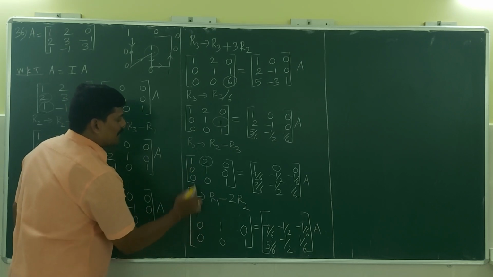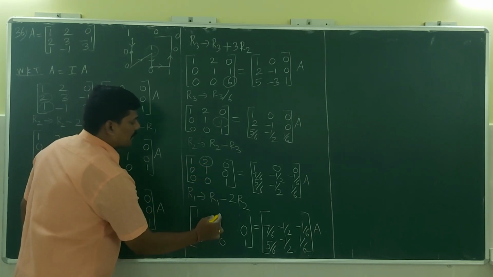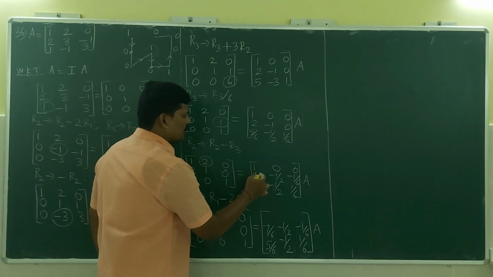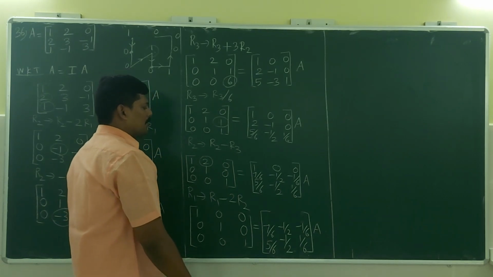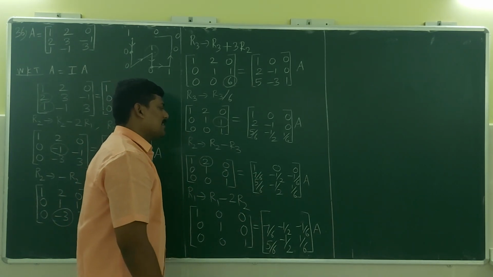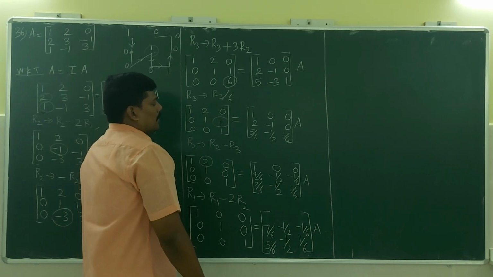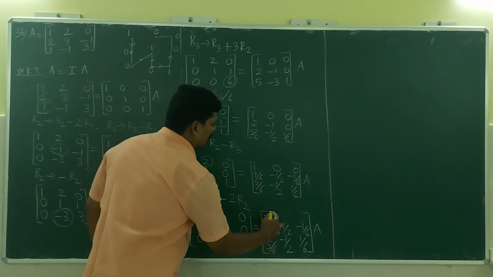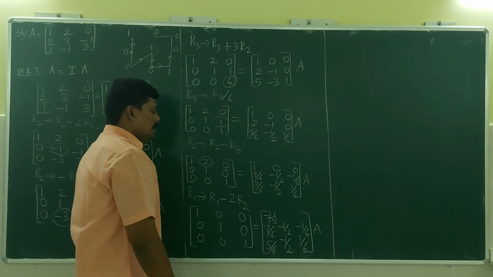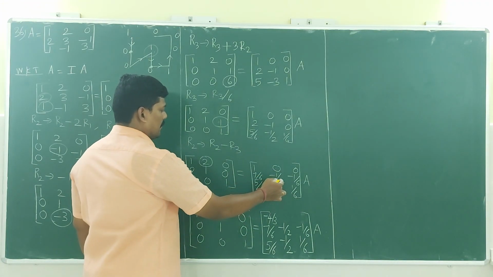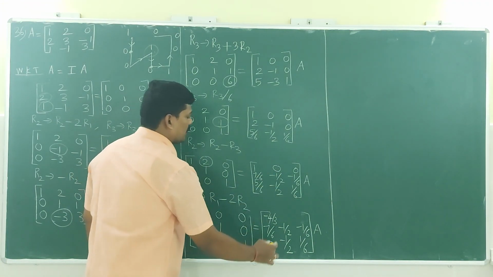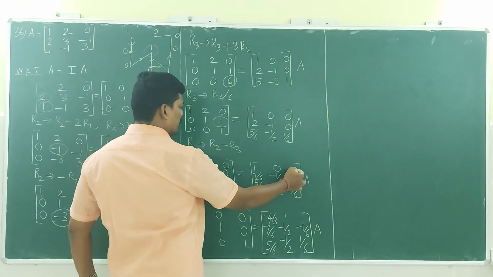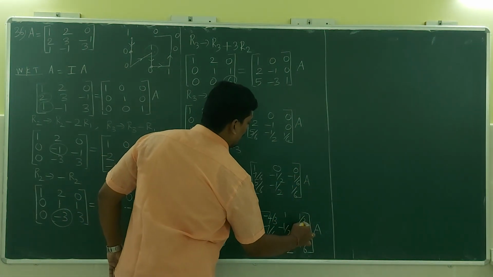So 1 minus 2 into 0, 1. 2 minus 2 into 0. 0 minus. Then 1 minus 2 times, so 1 minus 7 by 3. So 1 minus 7 by 3 is 3 minus 7, which is minus 4 by 3. Then 0 plus 1 minus 2 times, so 0 plus 1, which is 1. Then 0 plus 1 by 3 is 1 by 3.